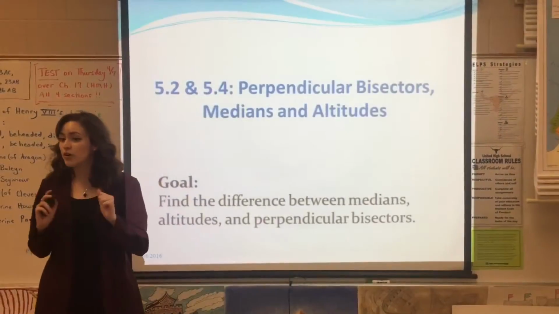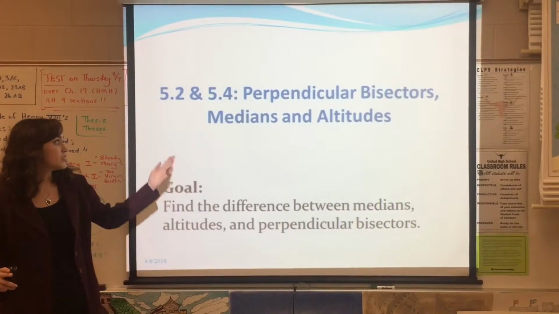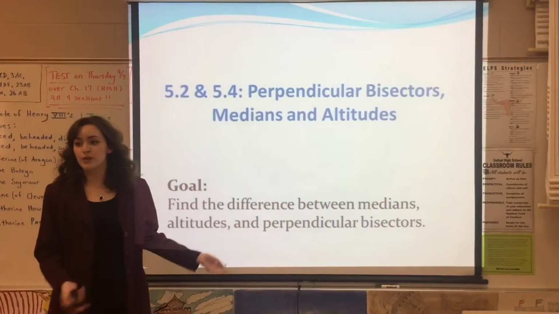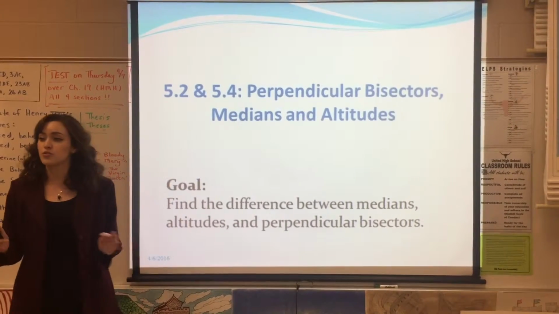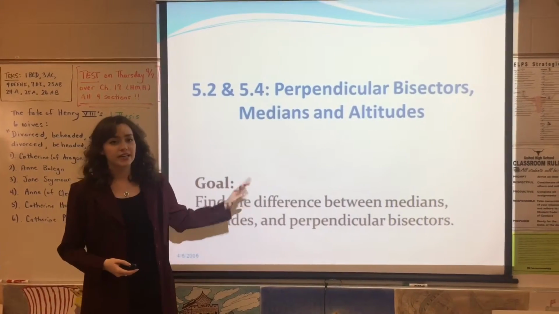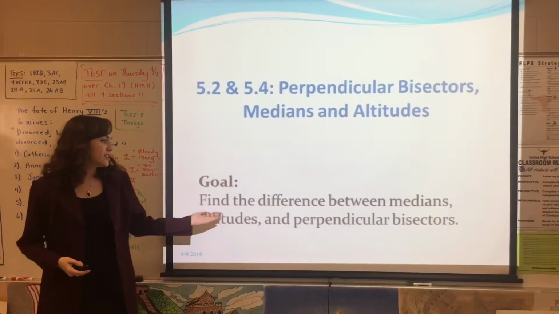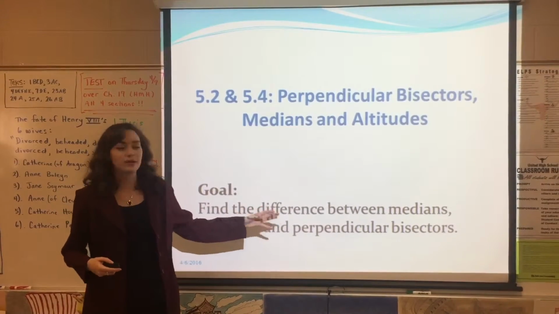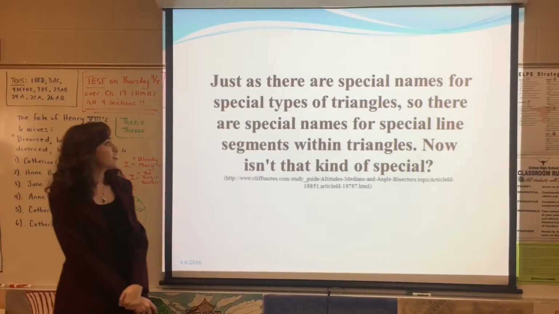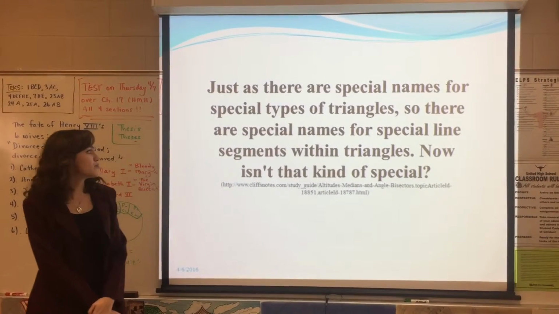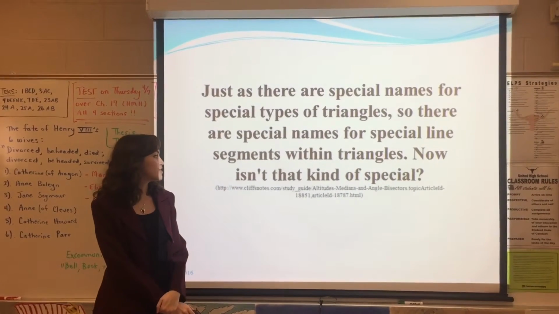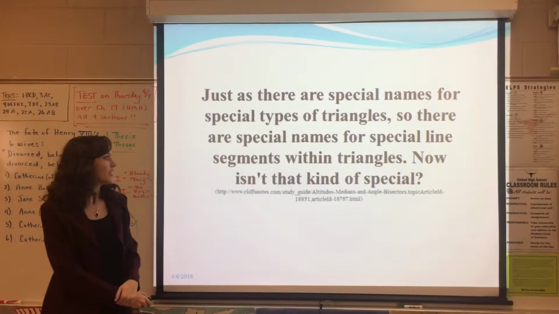Okay, class, now that you all have written down what you believe to be the definition of perpendicular bisectors, medians, and altitudes, we're going to go through this PowerPoint. It's very interactive, so I want you all to be writing down notes because I'm going to be calling on you to answer some questions. Here we have the goal, which is to find the difference between medians, altitudes, and perpendicular bisectors. It says here, just as there are special names for special types of triangles, so there are special names for special line segments within triangles. Now, isn't that kind of special?